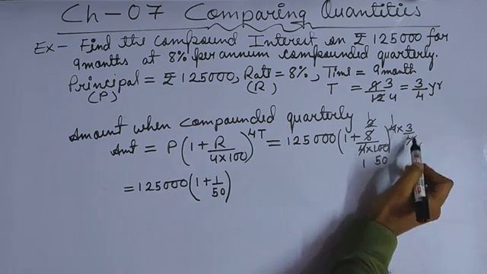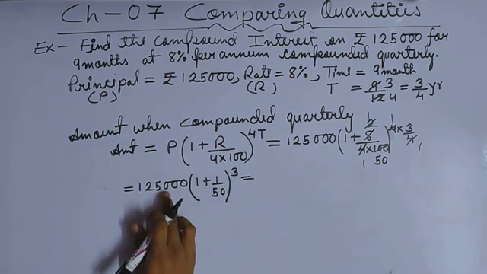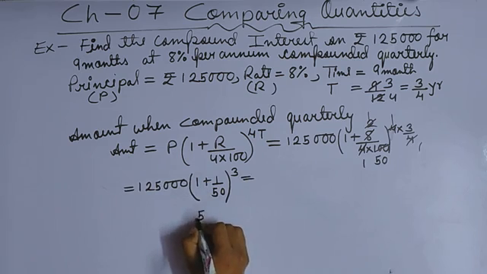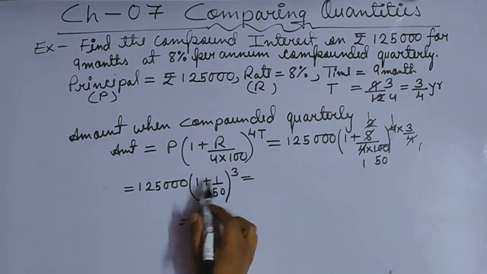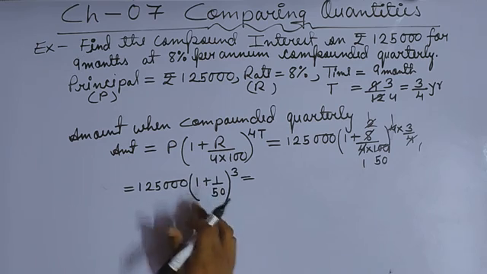To the power 1 multiply 3 upon 1, that is 3. So this is equals to 125,000 into 1 plus 1 upon 50. This 1 plus 1 upon 50 is basically what? 51 upon 50. How do you get this? By taking the LCM and solving the expression 1 plus 1 upon 50. So this will be equals to 51 upon 50.